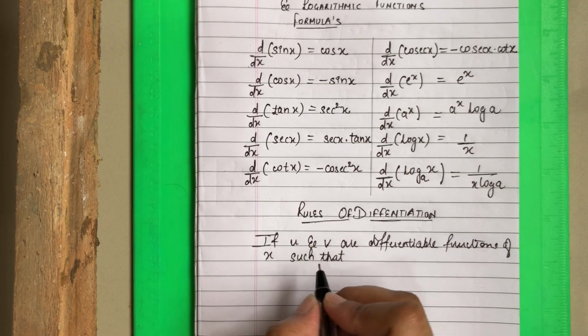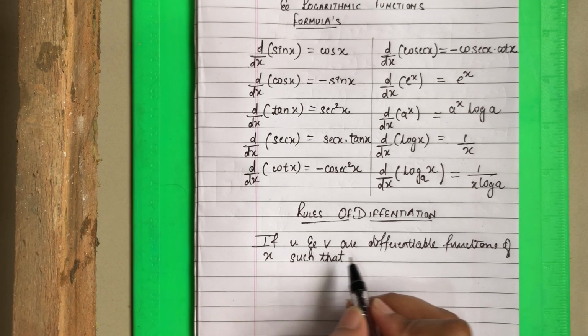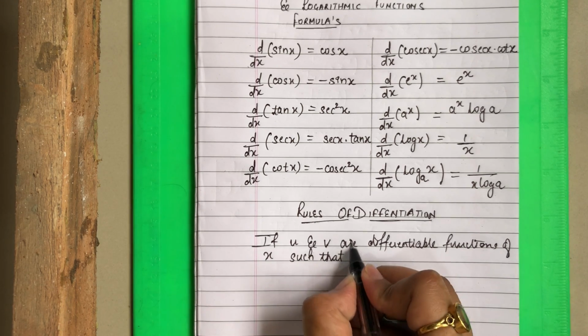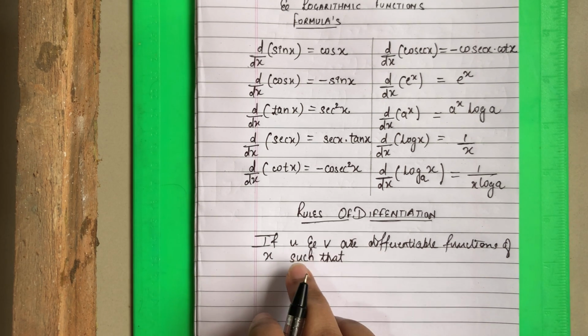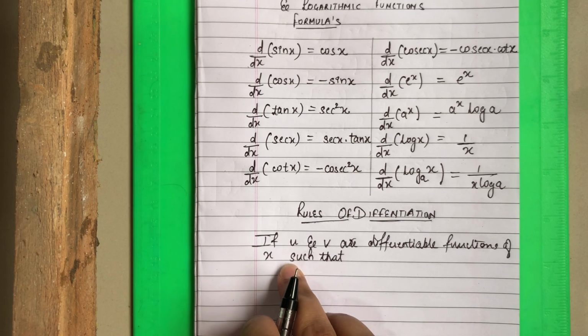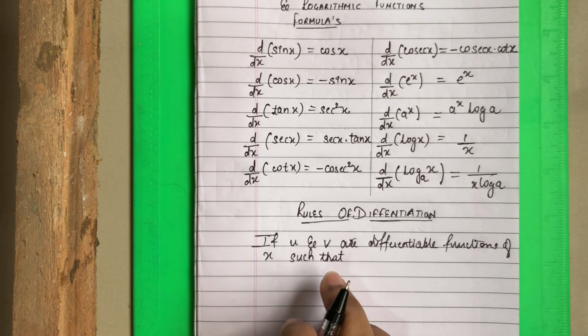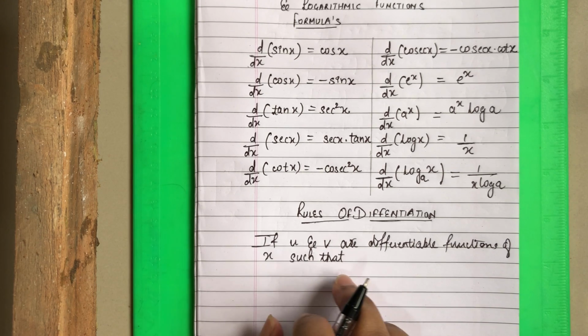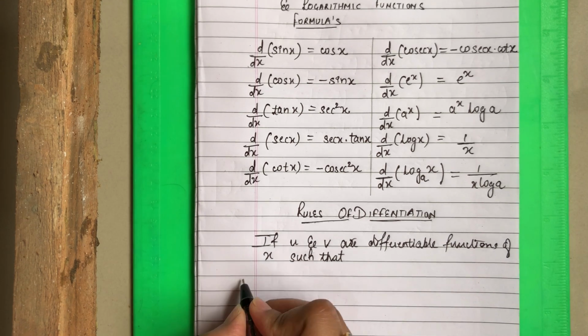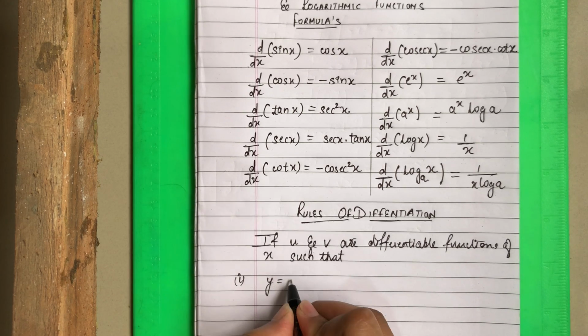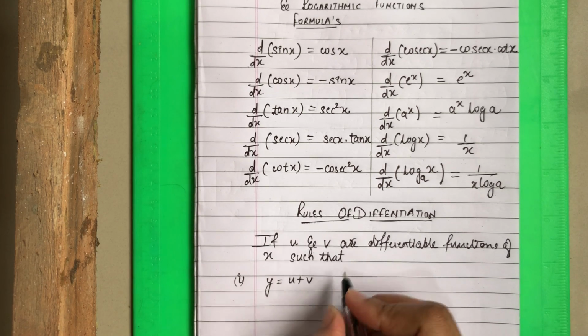Before explaining the rules, I just want to say that if u and v are differentiable functions of x, the meaning of the statement is that whichever term is given in the question, in place of u, in place of v, we can differentiate that term with respect to x. That means u and v are differentiable functions of x. Okay, so that depends on what question is given. First rule is y is equal to u plus v.